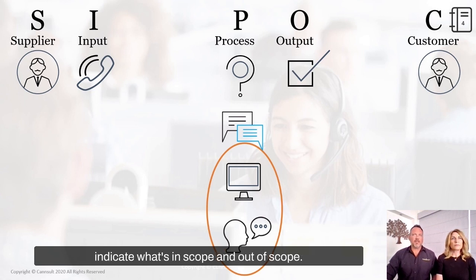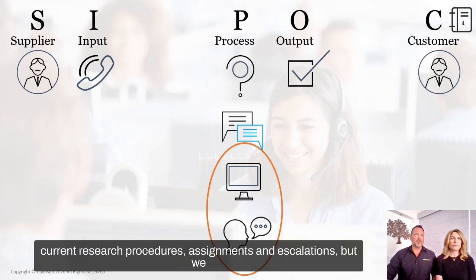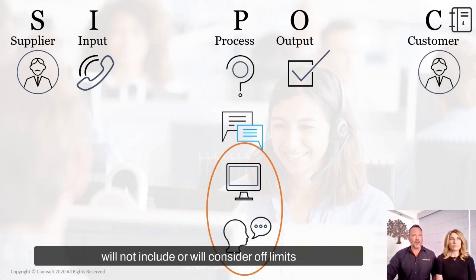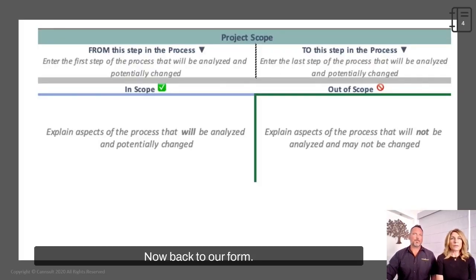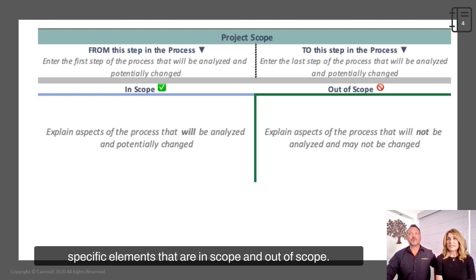And we may further indicate what's in scope and out of scope within those steps. We might decide to include current research, procedures, assignments, and escalations, but we will not include or will consider off-limits hiring and changes to the current phone system. Now back to our form. The top boxes in the scope section are there for us to capture the from and the to steps in the process. And the lower boxes are to capture the specific elements that are in scope and out of scope.